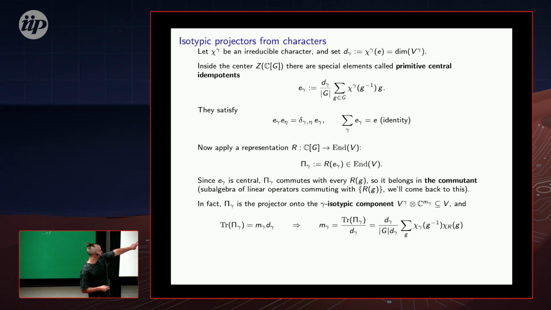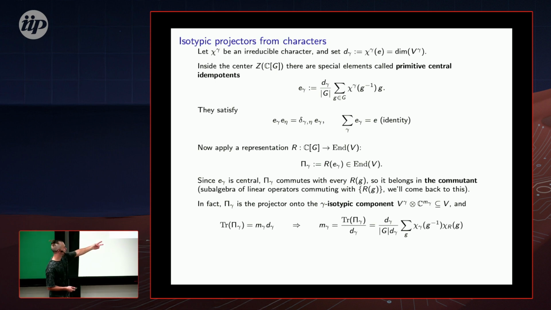As I'm saying here, the gamma isotypic component is the subspace of V, or the subrepresentation, that is the collection of all irreducible representations gamma. So all M gamma copies of it. And I'm claiming that this projector is just sending this central element E gamma through R. For example, if you take the trace of pi, you should get M gamma times the dimension of each V gamma, so D gamma. And if you want to know M gamma, you could just take the trace and divide by D gamma, and then you get that equation.